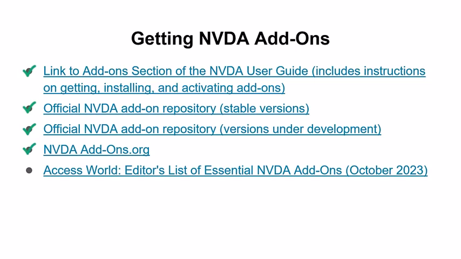NVDAaddons.org is a good place to look as well. And Access World has an article here that is linked. That's a list of essential NVDA add-ons as of October of 2023. So these are good ones. A lot of times add-ons, by the way, will often, not always, but often mimic JAWS. So people see things that Freedom Scientific has added to the code in JAWS, and some people want to mimic that, and they create add-ons for NVDA. And then this is how you would get those.